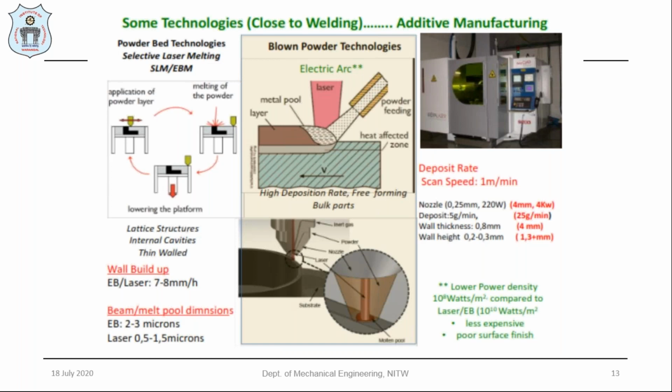You can see the production rates of different processes. For example, if you go for an electron beam or a laser beam, you are able to fabricate a wall build-up of 7 to 8 millimeter per hour. That is the production rate with respect to the SLM process. With the beam process, the beam dimensions vary: in the electron beam 2 to 3 micron, and for the laser 0.5 to 1.5 microns of the melt pool.